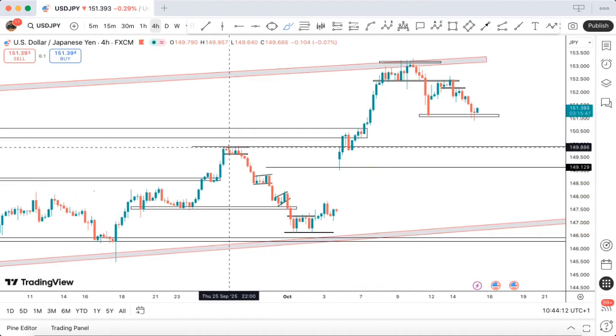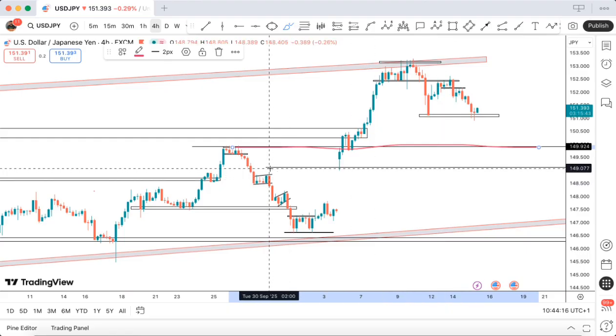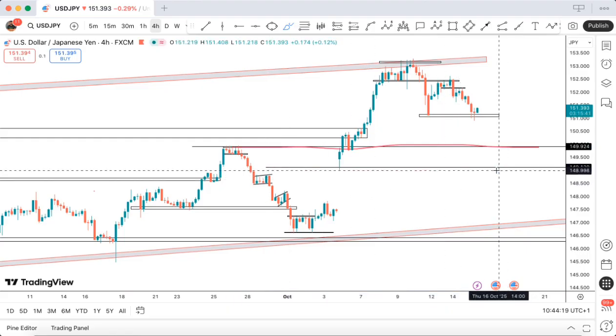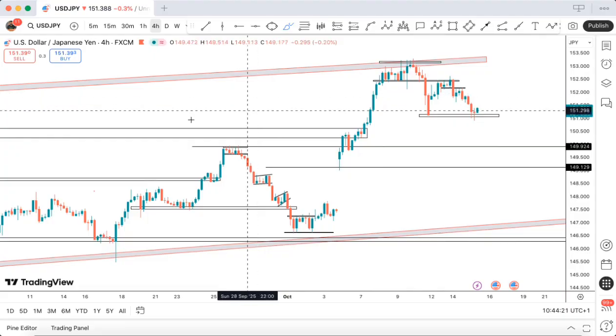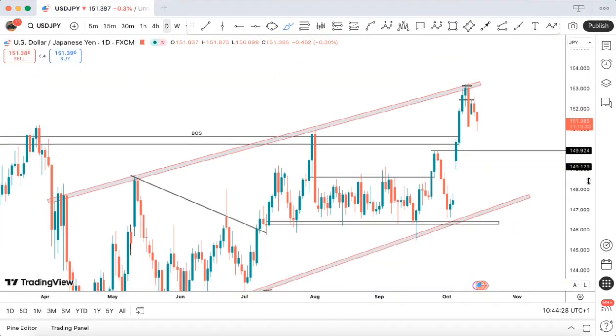So now, as you can see, we have this level, which is the 50% retracement. We also have this level as the 61.8% retracement. So you might be wondering how I was able to come up with that. So let's go over to the daily time frame, and you're going to see how we came up with that.